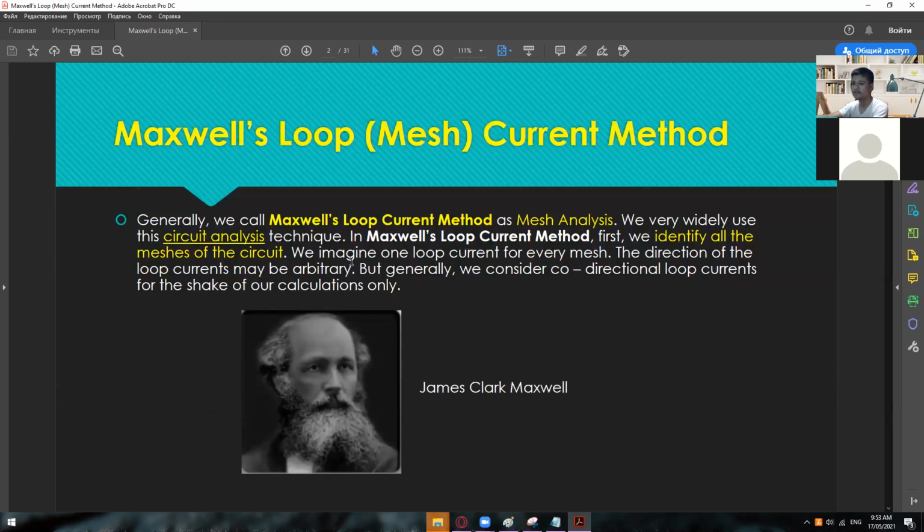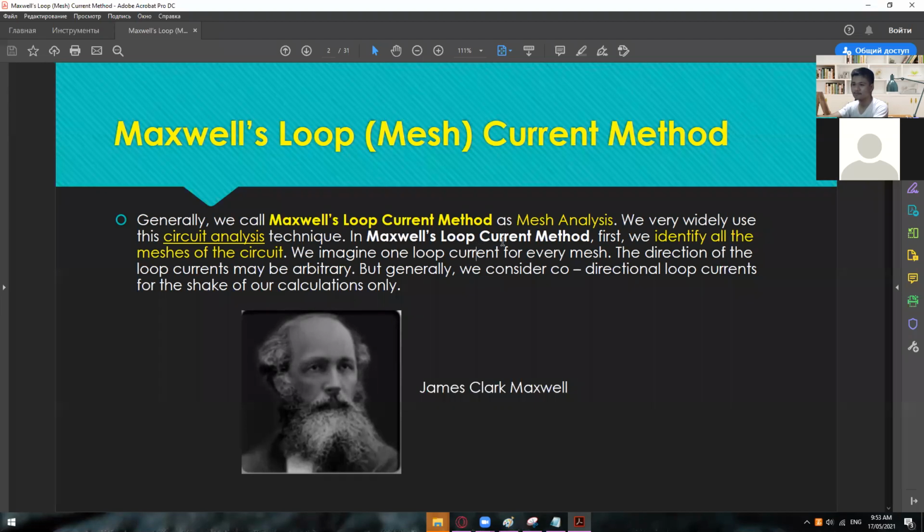Okay, so first, the Maxwell loop current method or mesh analysis is a widely used technique. I will say that this one is also widely used when it comes to solving complicated circuit analysis. So it's quite the same with Kirchhoff's law. We also have that law because we wanted to solve a super complicated circuit, so we cannot solve that one just by using Ohm's law.